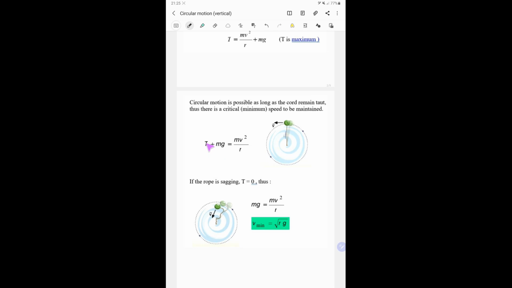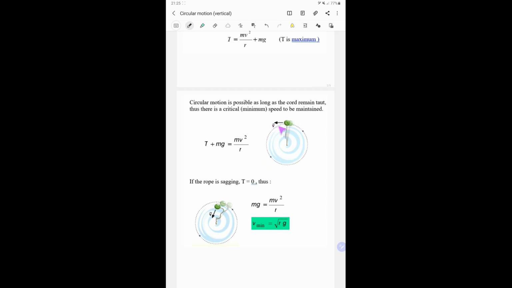Our T now equals 0. It seems like there is no tension exerted on the string. So when T equals 0, what happens to the equation? Mg equals mv squared over R. The m's cancel each other, giving you V equal to the square root of Rg. So this is the minimum speed needed to maintain the motion of the object in a circle.